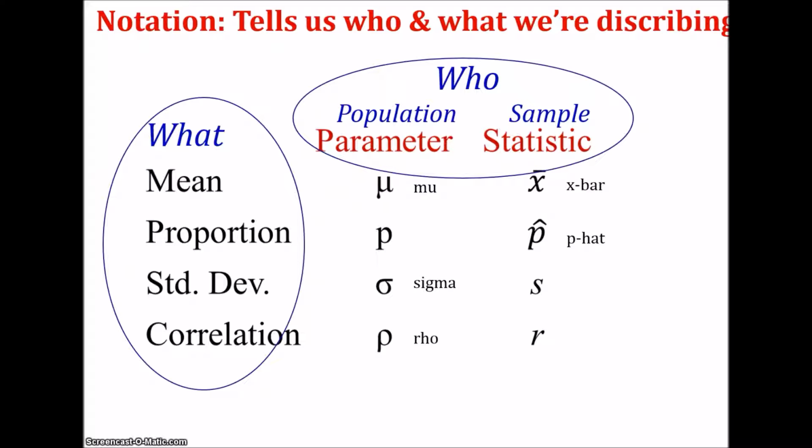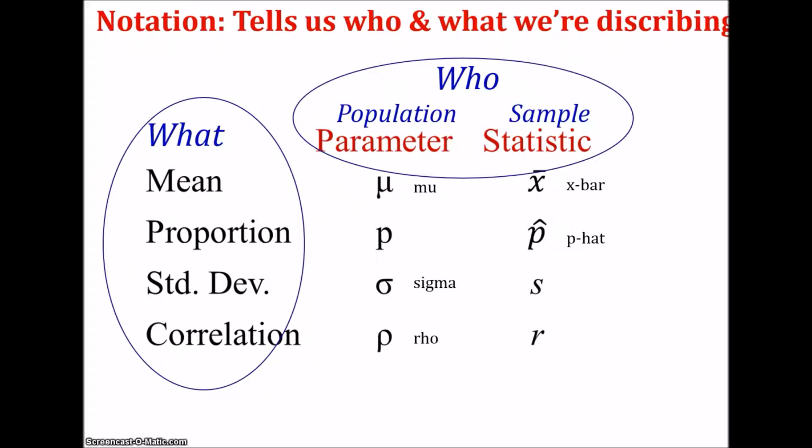Population proportion, we call it p. Sample proportion, we call it p hat. Population standard deviation, we give the notation sigma. Sample standard deviation, we give the notation s. And correlation, for the population, we give it the notation rho, and for a sample, we give it the notation r.